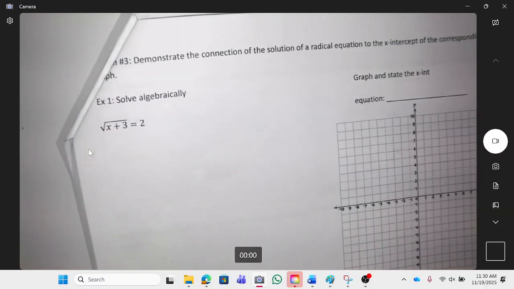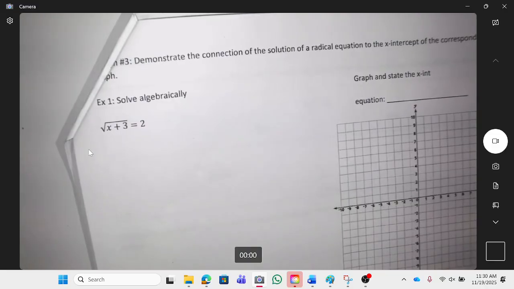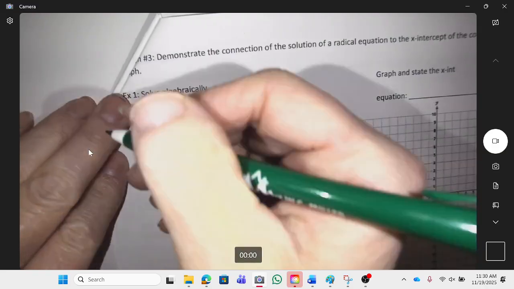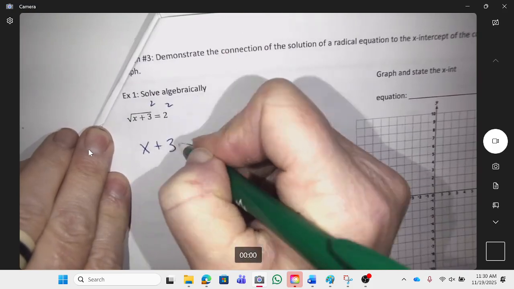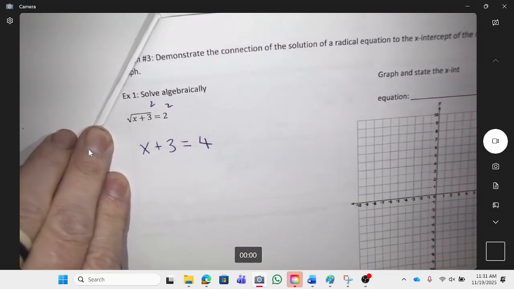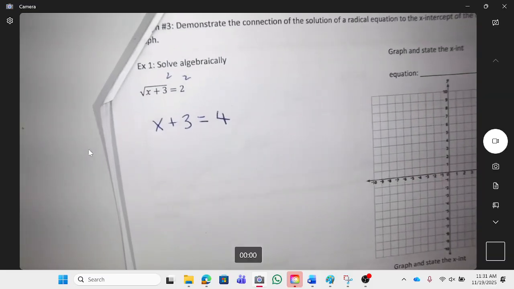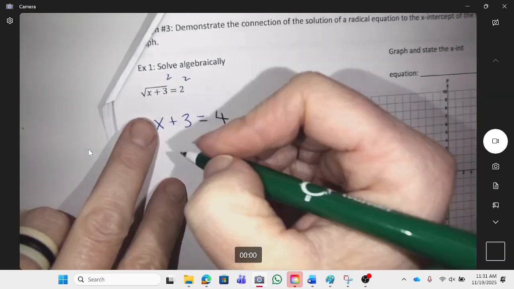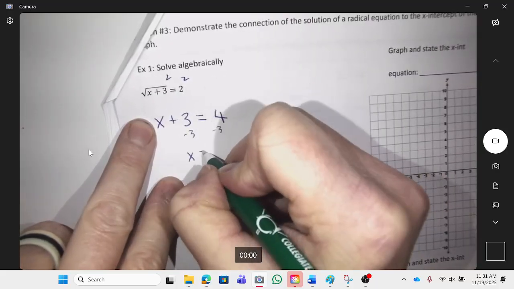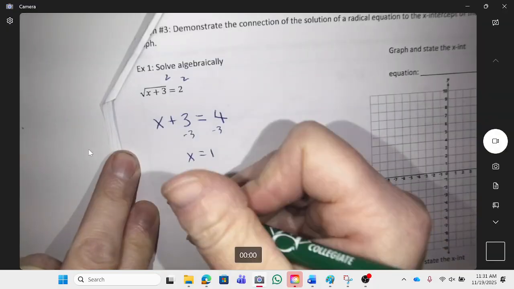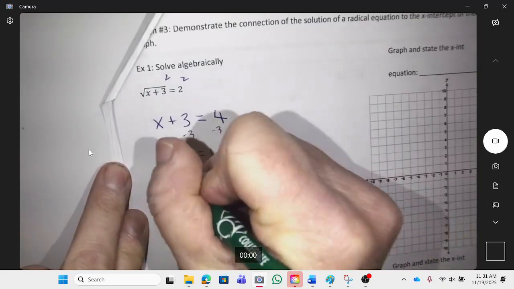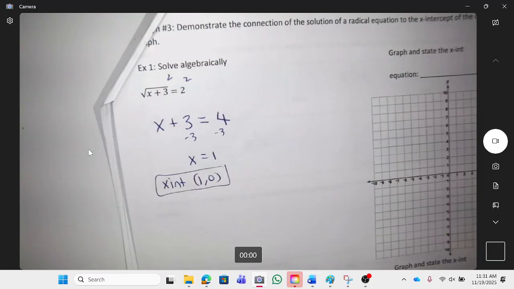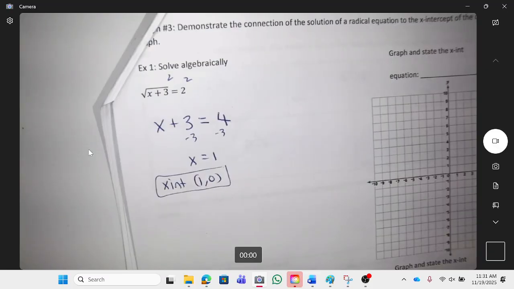We're going to get an x-intercept. Okay, so algebraically, I'm going to square. Gone. Squaring makes 4. Subtract 3. X equals 1. So we should see on the graph, if we were going to graph it now, we should see that it's going to cross the x-axis at 1.